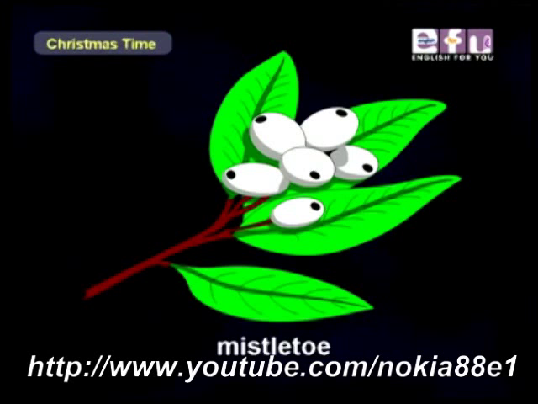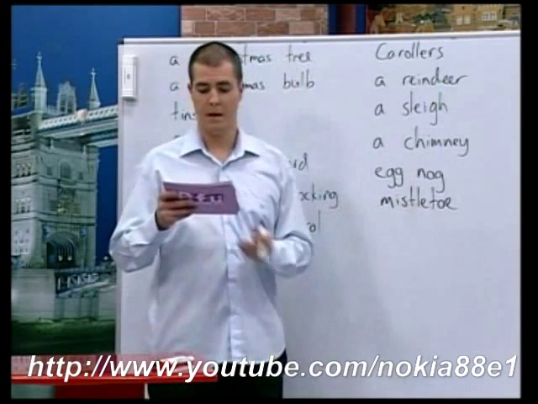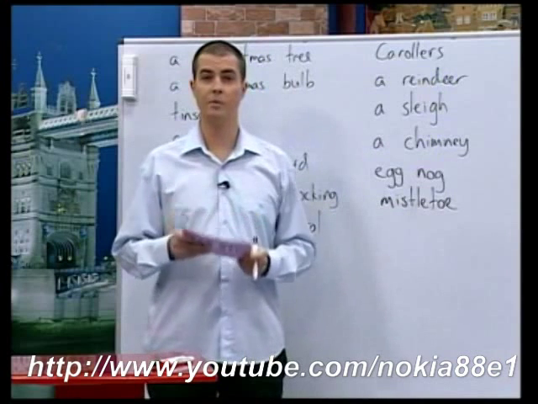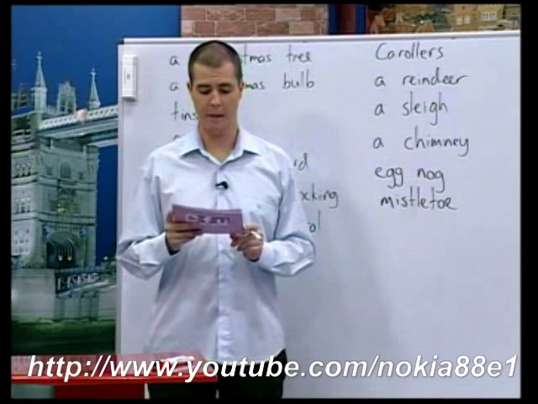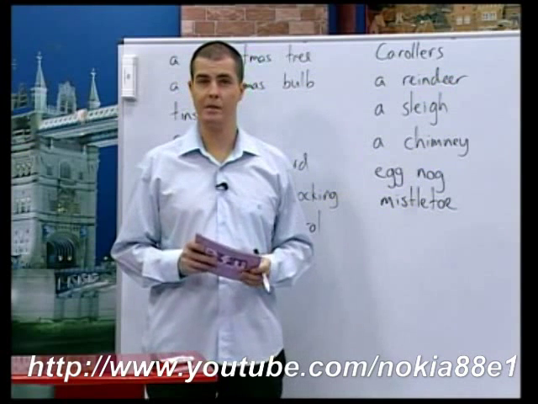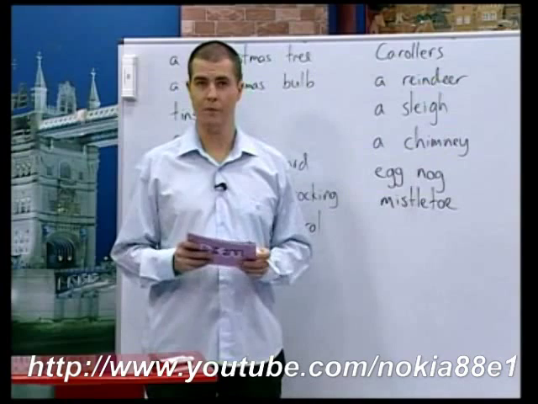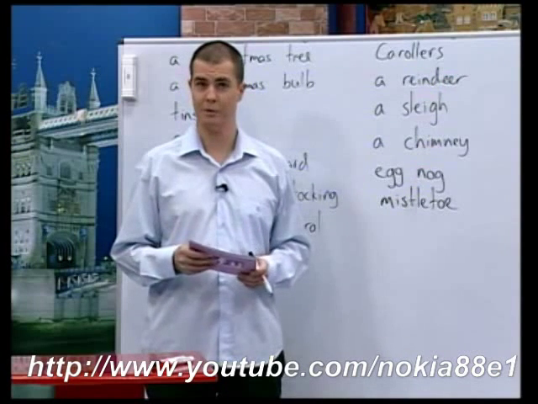Two more. Mistletoe. Mistletoe is a plant with small white berries, and it's used as a decoration at Christmas time. If you find someone standing underneath the mistletoe, you are able to get a kiss from this person.